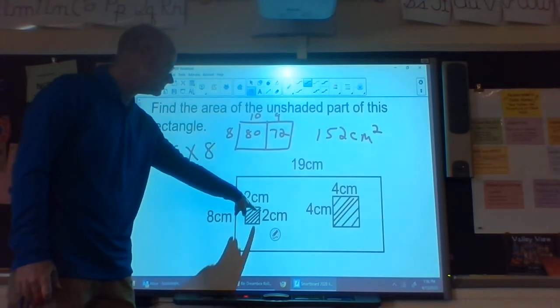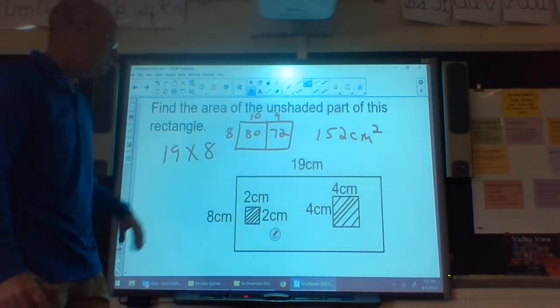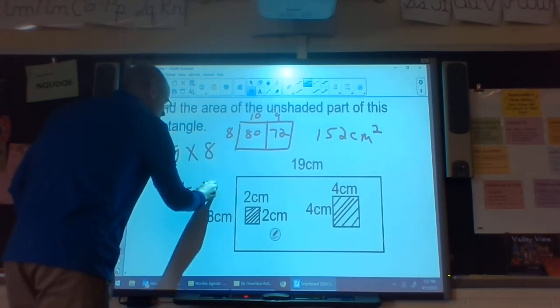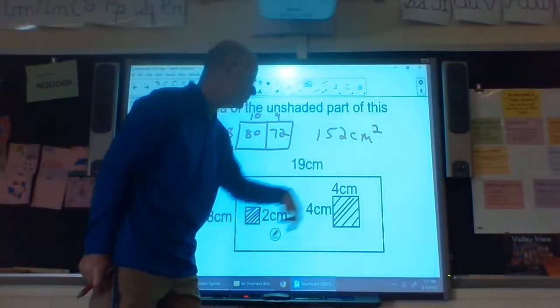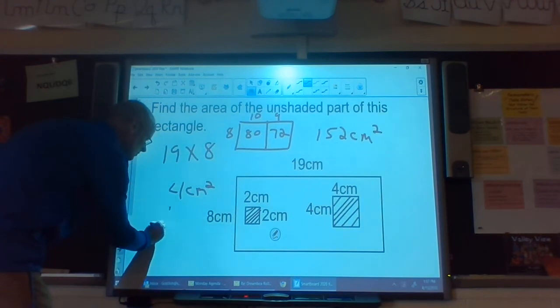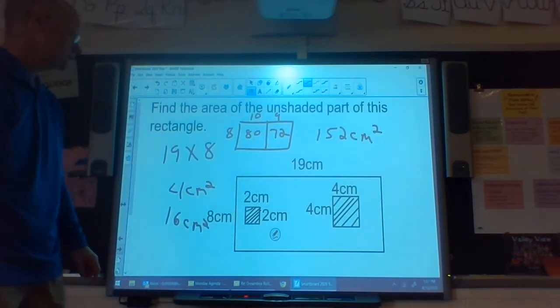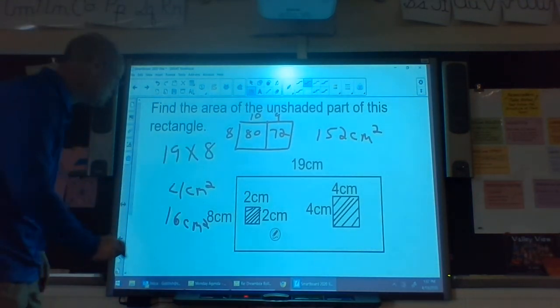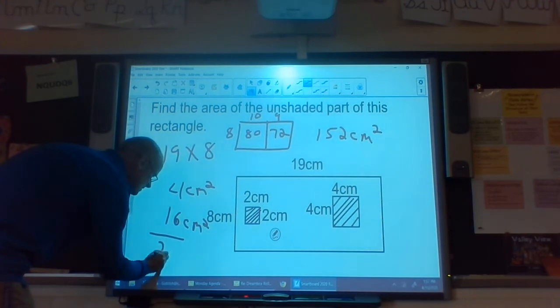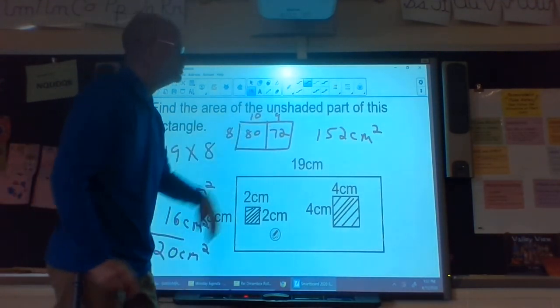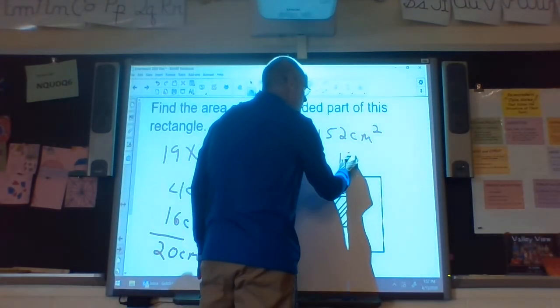So 2 centimeters by 2 centimeters would give me 4 centimeters squared. And 4 centimeters by 4 centimeters would give me 16 centimeters squared. So those two spots that were shaded on the inside together are going to be 20 centimeters squared. So I have to subtract that from here. I end up with 132 centimeters squared.